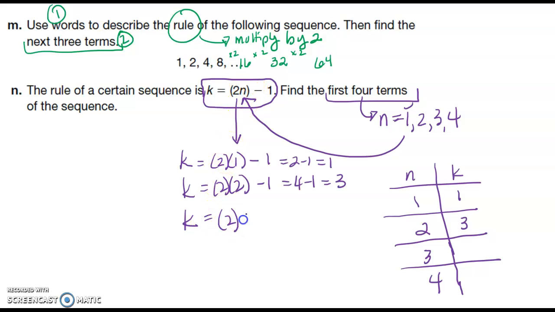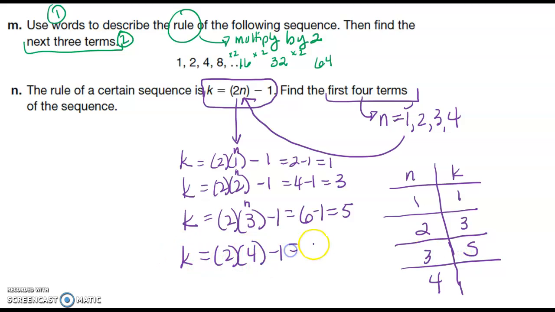So 2 times 3 minus 1, so 2 times 3 is 6, minus 1 is 5, so when n is 3, k is 5, and then my last one, 2 times 4 minus 1, which is 8, minus 1, which is 7. So when my n is 4, my k is 7.